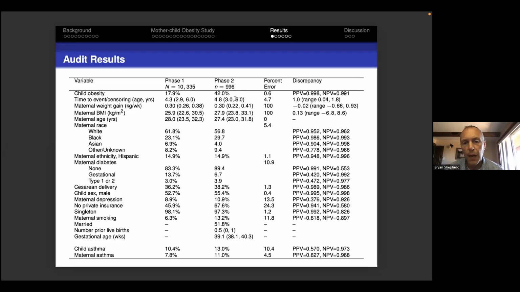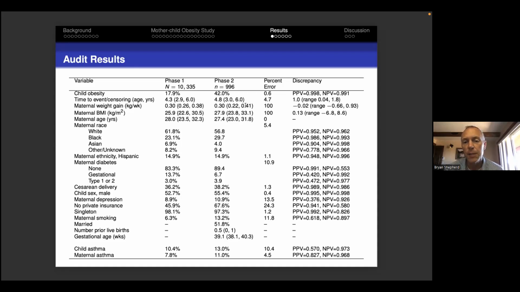You can go through and look at the other error rates. So the time to event or censoring, there was about a 5% error rate in that variable. Given that there was an error, the median error was about a year off with that range given there.